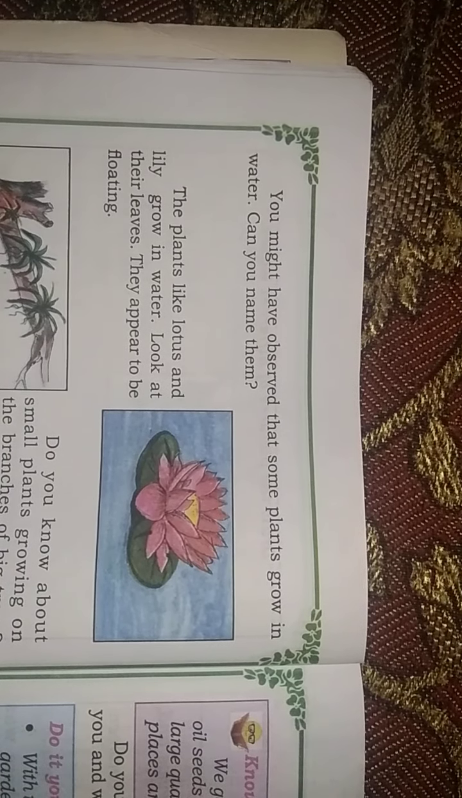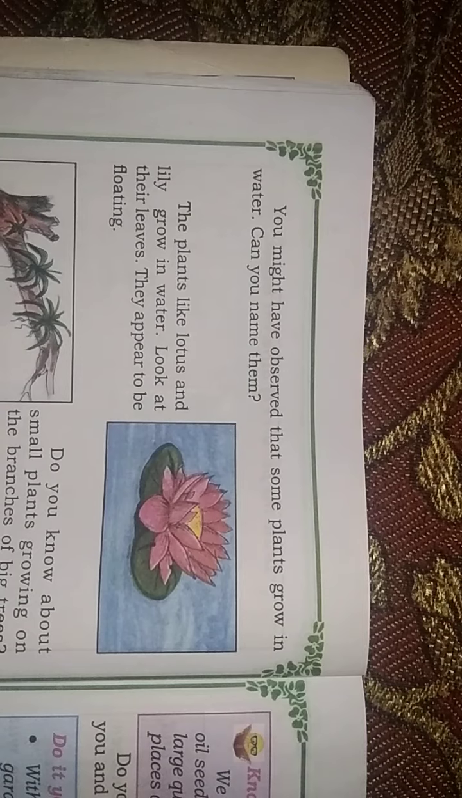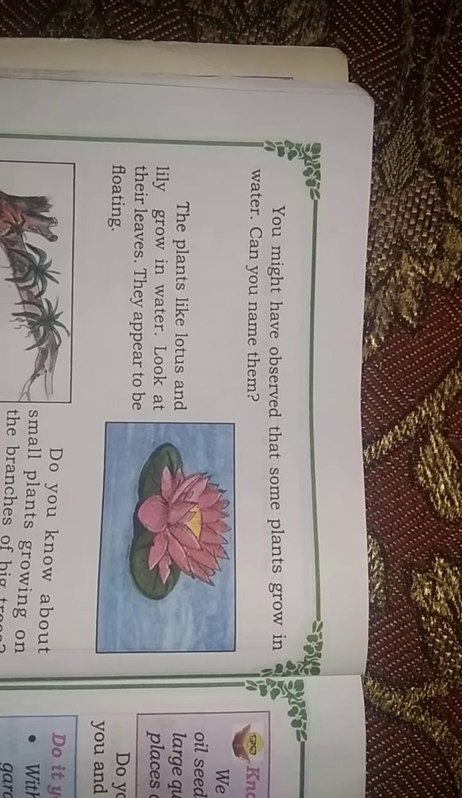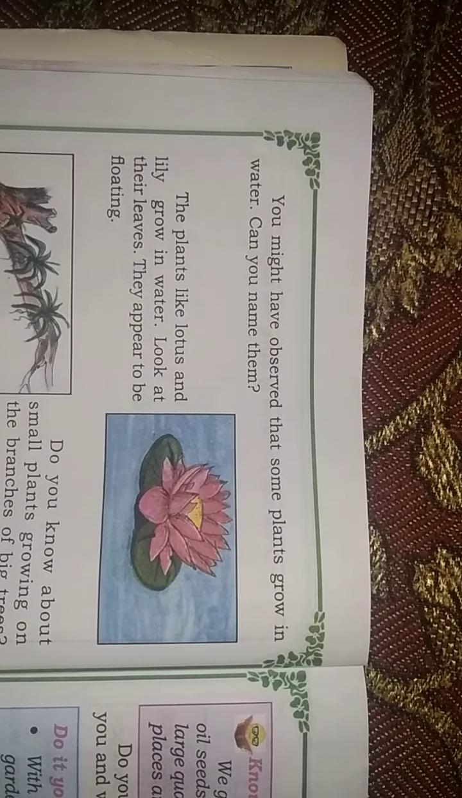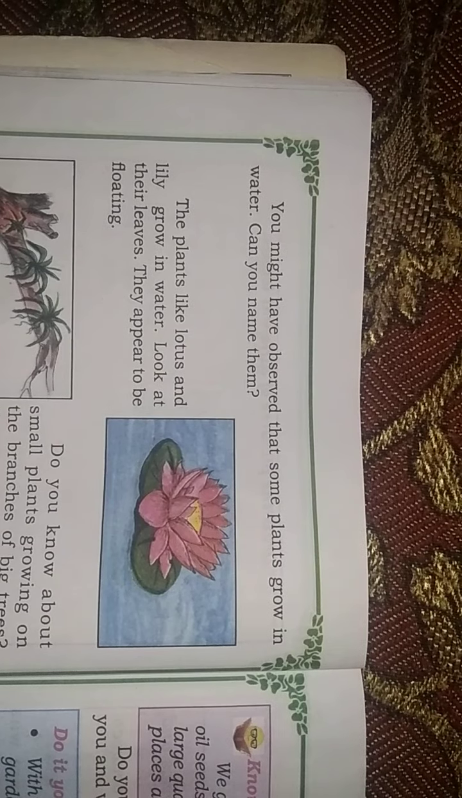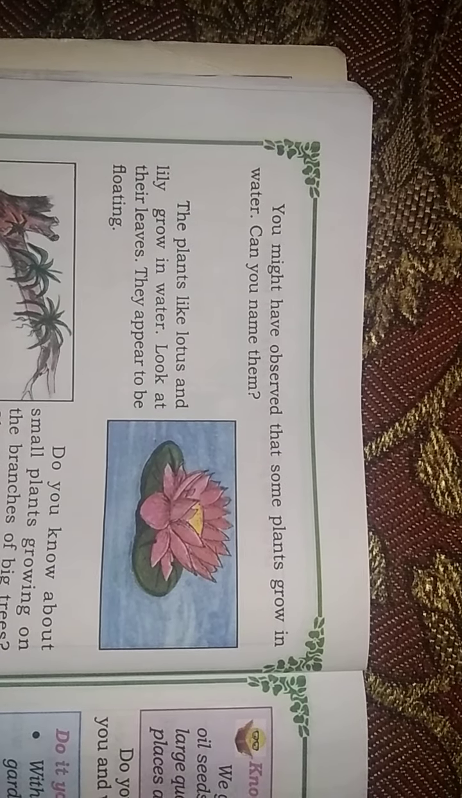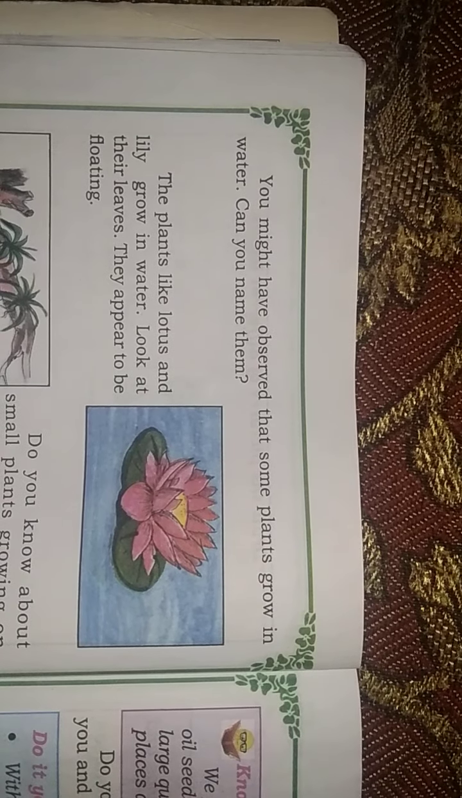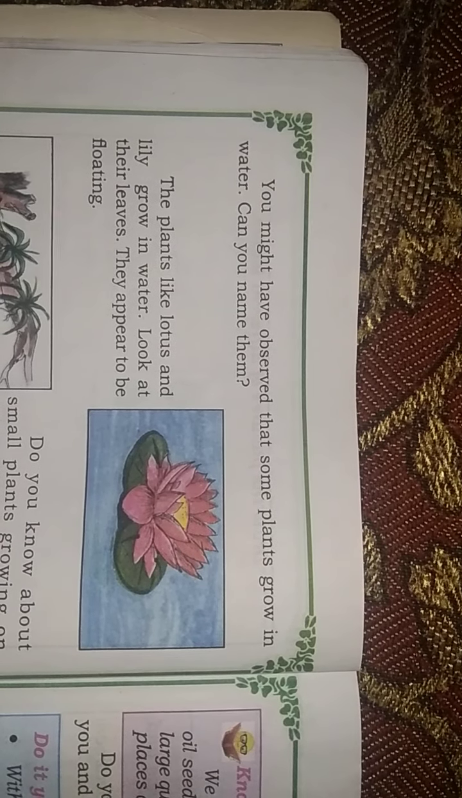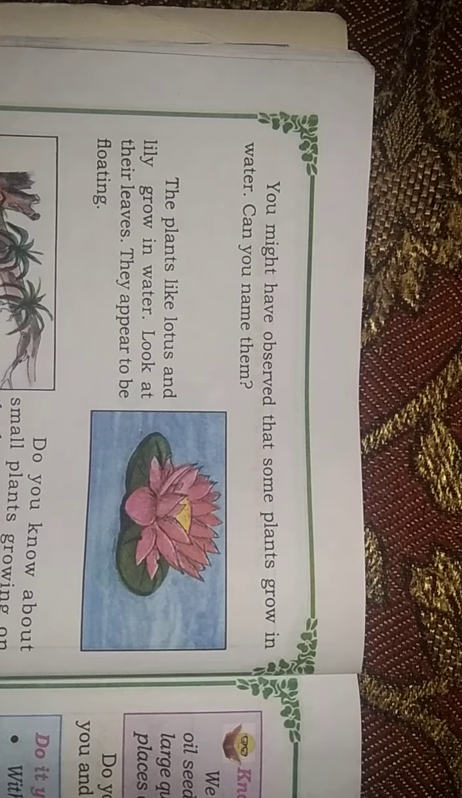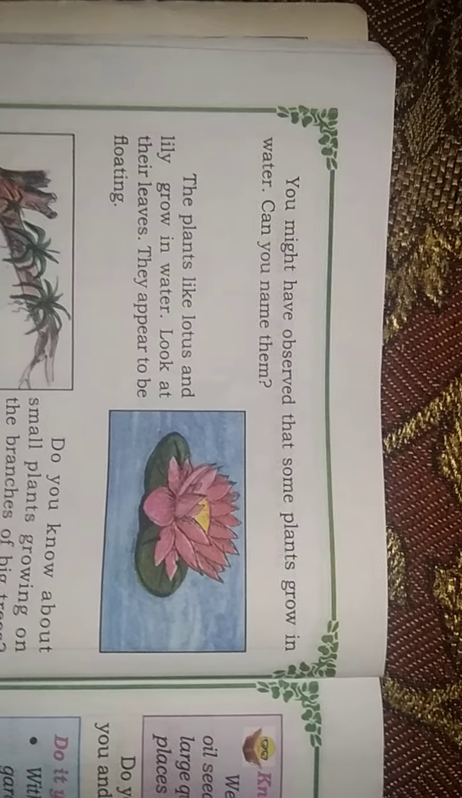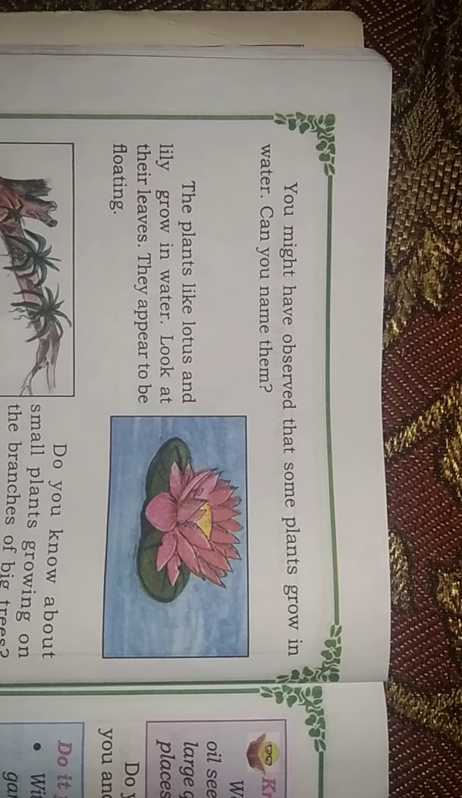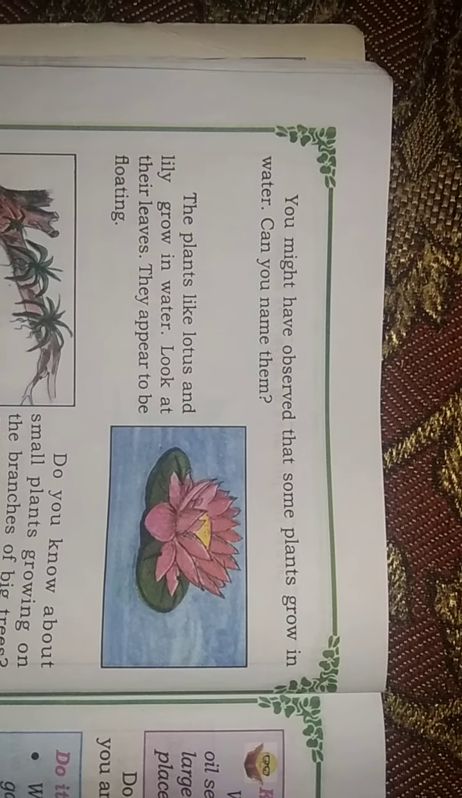I will once again repeat it. Some plants grow in water. Such types of plants we call aquatic plants. Examples of aquatic plants: water lily and lotus. Along with aquatic plants, some plants have leaves floating in the water.